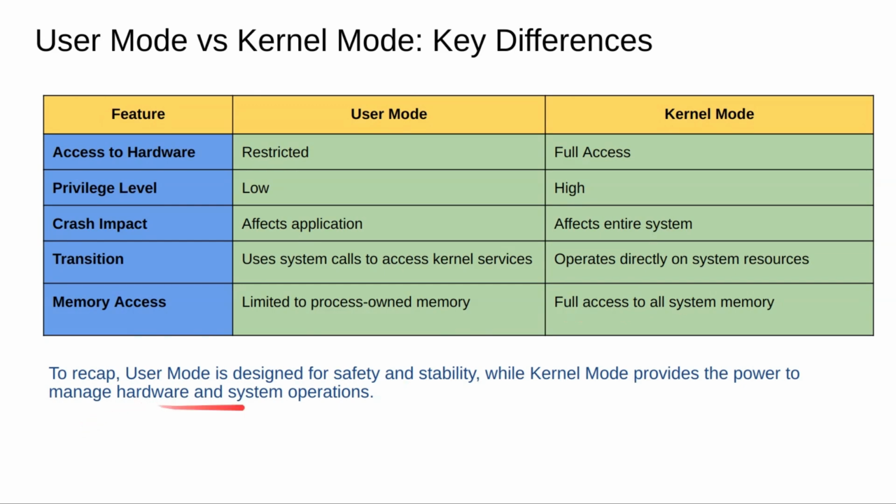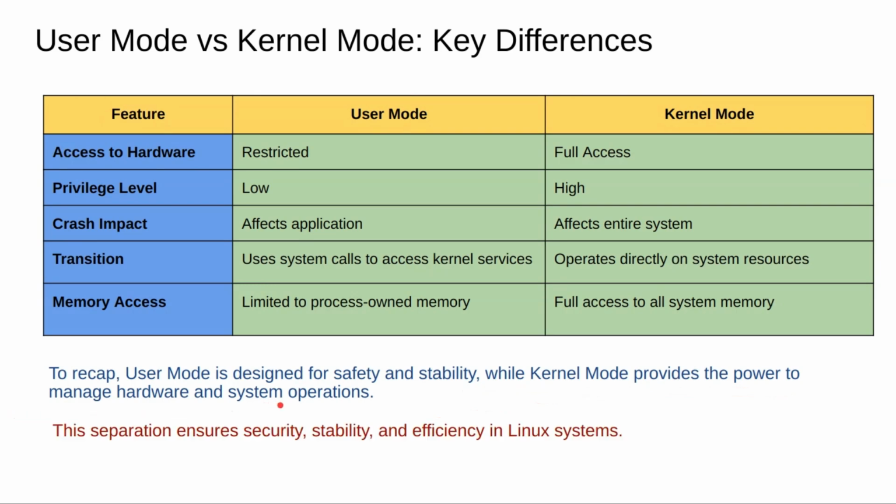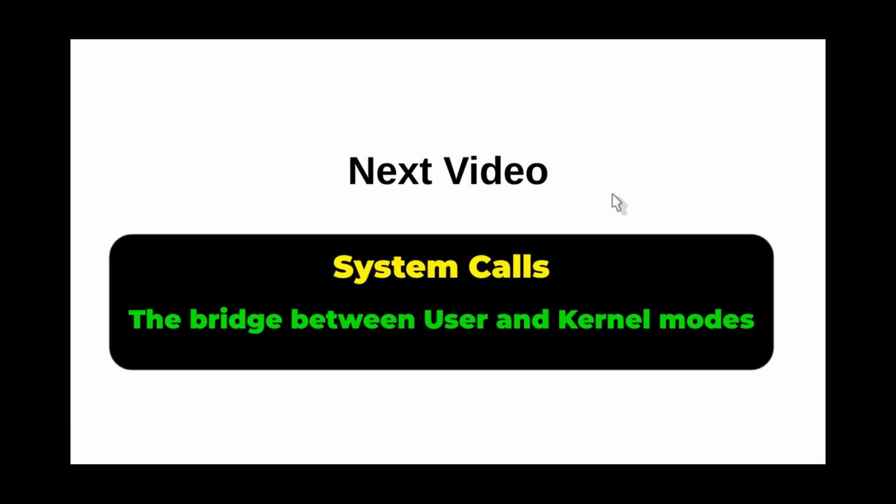To recap, user mode is designed for safety and stability, while kernel mode provides the power to manage hardware and system operations. This separation ensures security, stability, and efficiency in Linux systems. Now you know the key differences between user mode and kernel mode. In the next video, we will dive deeper into system calls, the bridge between these two modes.